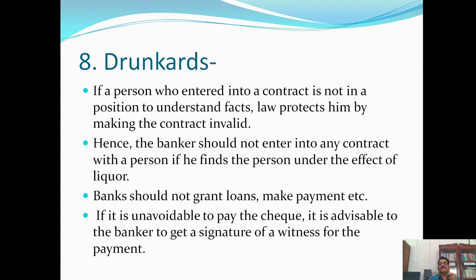Drunkards. If a person who entered into a contract is not in a position to understand facts, law protects him by making the contract invalid. So, the banker should not enter into any contract with a person if he finds the person under the effects of liquor. Banks should not grant loans, make payments, etc. If it is unavoidable to pay the check, it is advisable to the banker to get a signature of a witness for the payments.